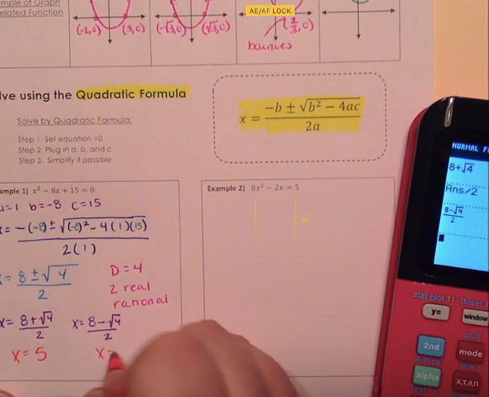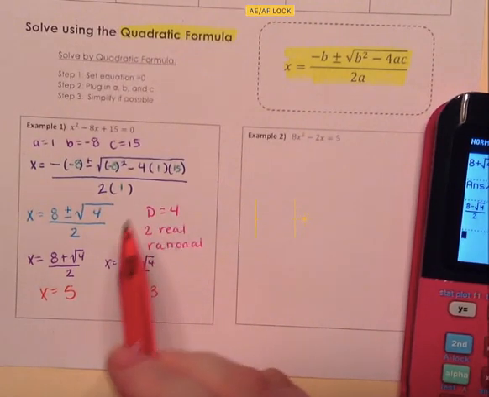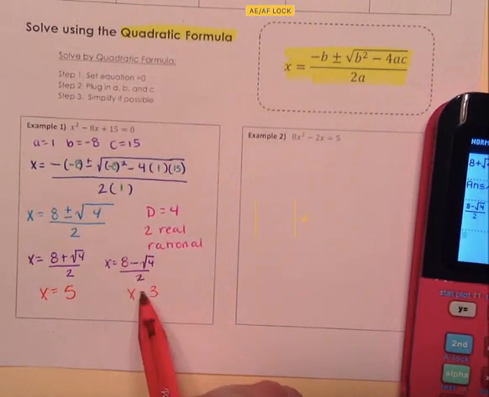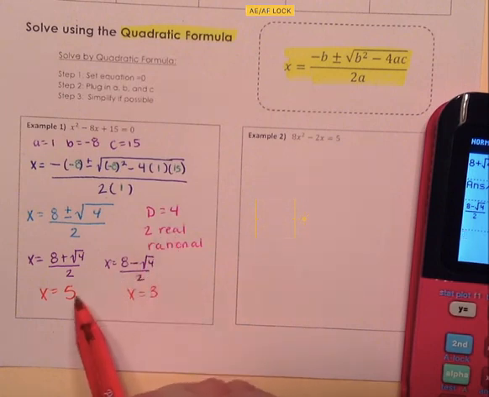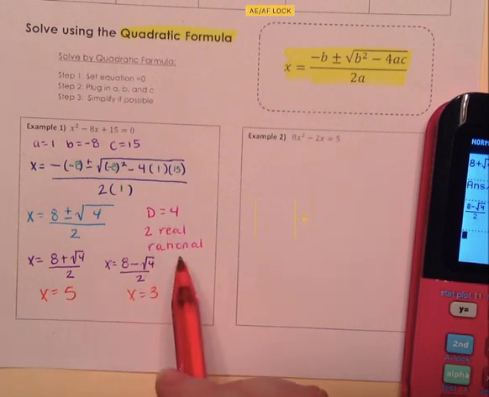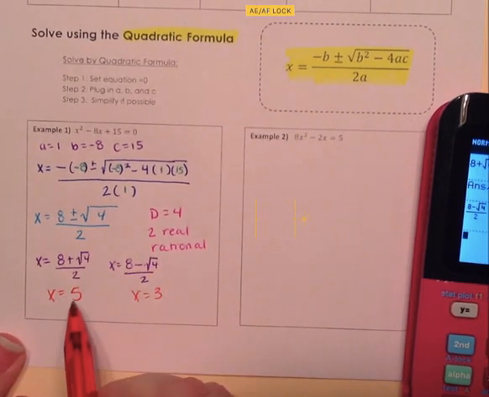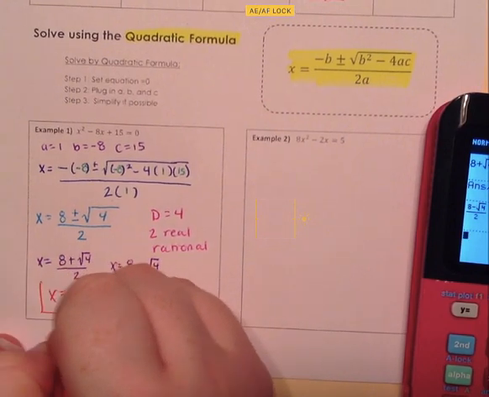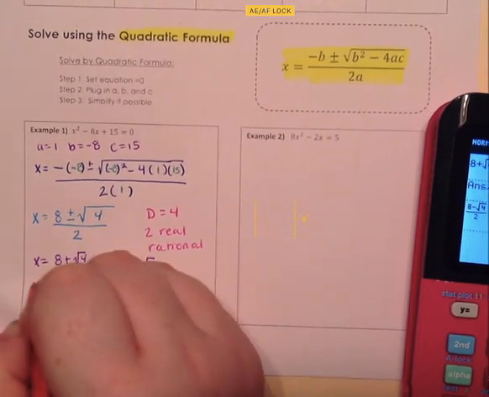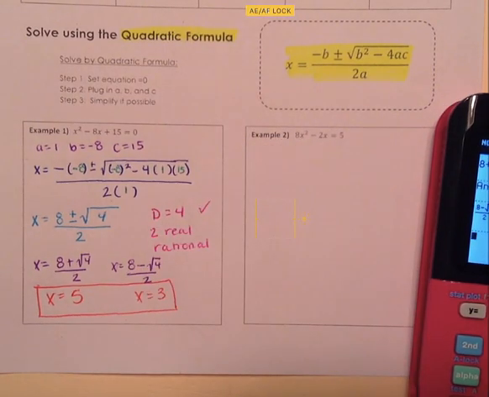And it gives me 3. x equals 3. Now going back to here, our discriminant was 4. It told us that we should have 2 real rational solutions. 5 and 3, we have 2 answers. 5 and 3 are both real, and they are both rational because they're nice, clean integers. They're whole numbers. You can write them as fractions. So we were correct in saying that we should have 2 real rational solutions. That also means that it should cross the x-axis at these 2 coordinates, at (5, 0) and (3, 0). So we were right using our discriminant, and we can always check back to make sure our answer was correct. So yes, I was right with my discriminant.